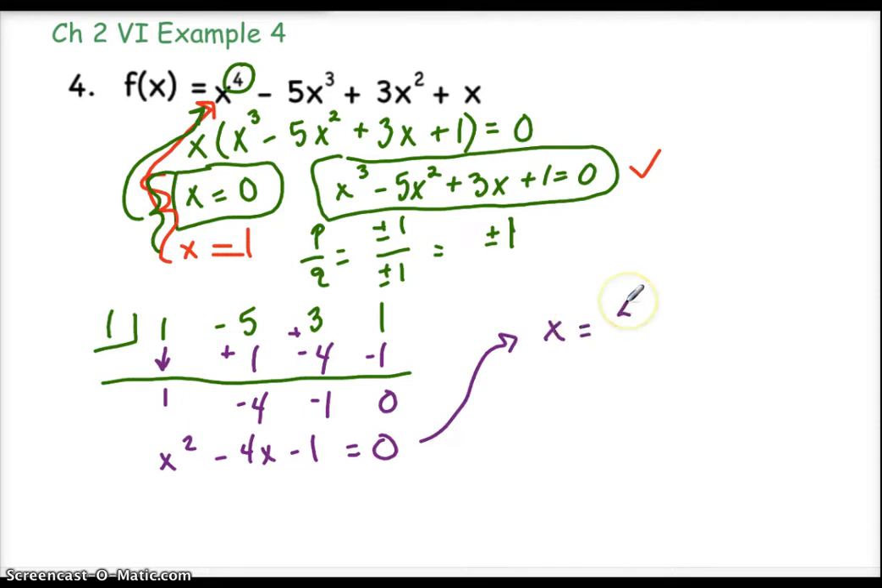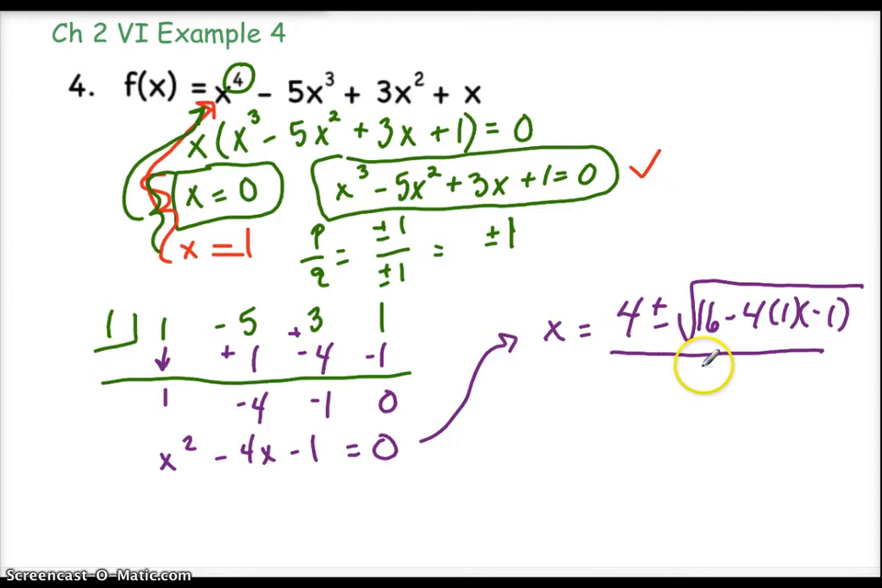x equals the opposite of b plus or minus the square root of b squared minus 4 times a times c, all divided by 2a. So that gives us 4 plus or minus the square root of -4 times -1 is positive. So 16 plus 4 is 20, all divided by 2.